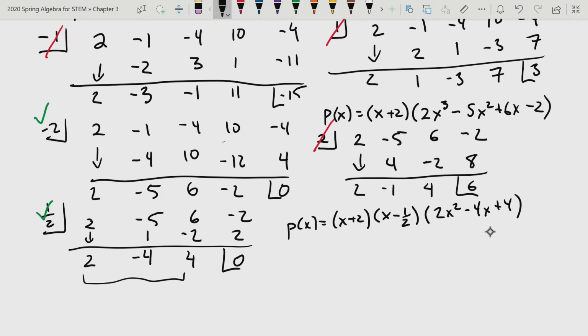Step 0 is to factor out the greatest common factor. Notice that these 3 terms all have a 2 in common. So the first thing I'm going to do to make things simpler is to factor that 2 out. So p of x is x plus 2 times x minus 1/2 times 2 times x squared minus 2x plus 2. 2 times x squared is 2x squared. 2 times -2x is -4x. And 2 times +2 is 4. I'm just factoring out a 2 from this term. Now I'm going to factor this quadratic. There aren't two numbers that multiply to 2 that add up to -2, so this isn't going to factor over the integers. We can't factor it that way.